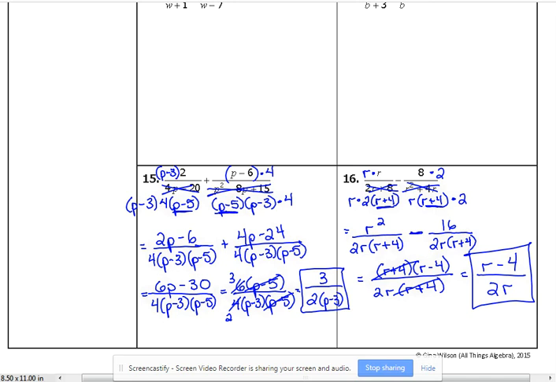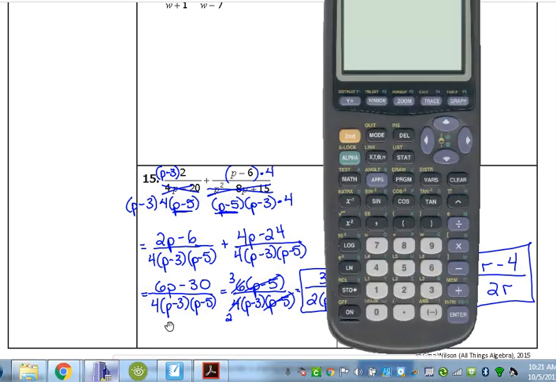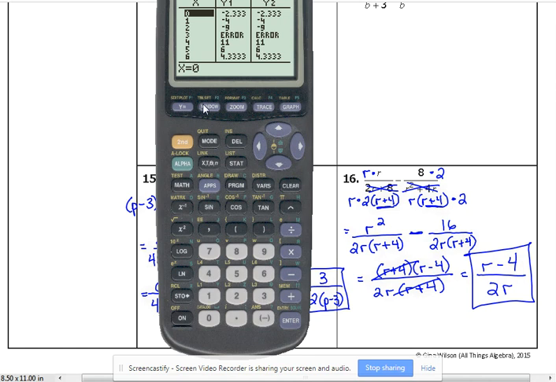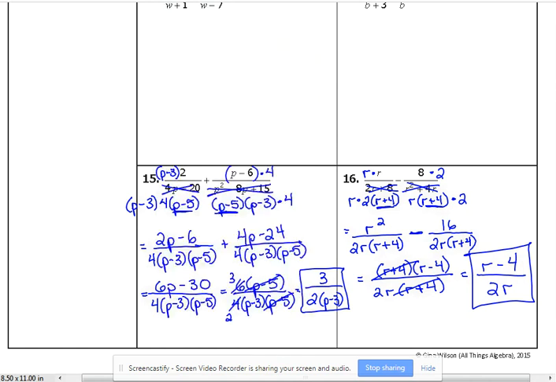If you ever have a question about it, try it and then do what I showed you to check it in your calculator. Plug the original one into Y1, plug yours into Y2. If those Y values don't match, then you canceled something you shouldn't cancel. Okay?